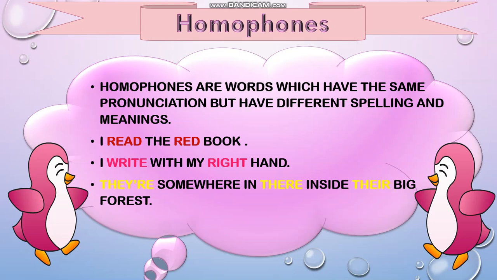Their. Inside, their. Now I'm talking about a possessive pronoun. Do you remember the possessive pronouns? Yes, this is the possessive pronoun here when I'm saying their big forest. That means the big forest belongs to them. And here again, it's a pronoun, but here it's a contraction with they and are. So there, somewhere, in there, inside, their big forest. They sound exactly the same, but they have different meanings, and they do different things in the sentence. You just have to keep looking for hints, look at the context clues, and you will know what they mean.